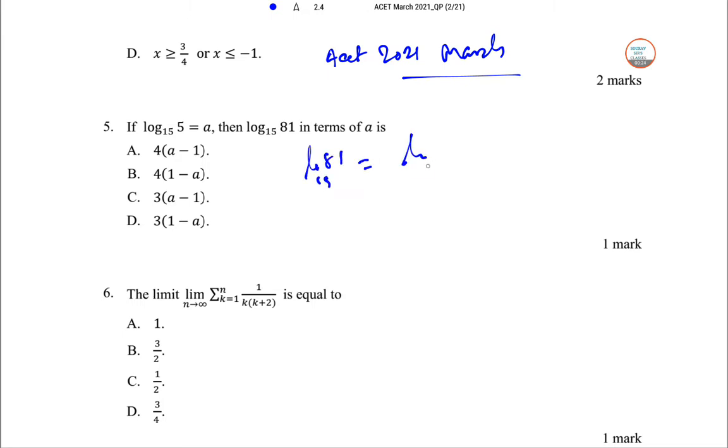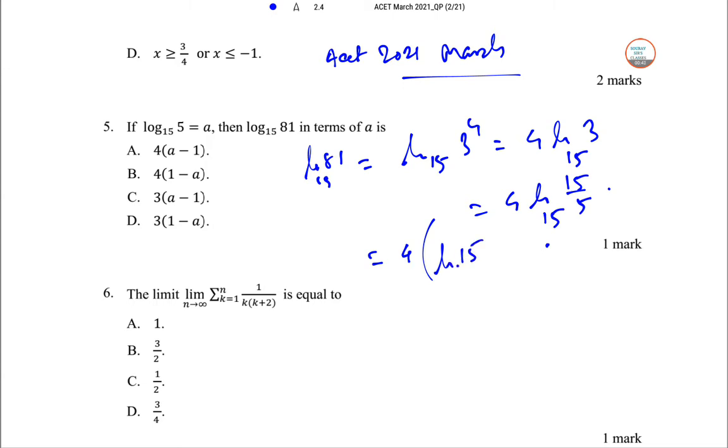Here, 81 is 3 to the power 4, so 4 log 3 base 15. Now this 3 can be written as 15 by 5. Why am I writing this? Because then the 15s will be together. So 4 times log 15 base 15 minus log 5 base 15. That's it. So 4 into (1 minus A), because log 15 base 15 is 1 and log 5 base 15 is A. So 4 into (1 minus A). Here we can see the answer is B.